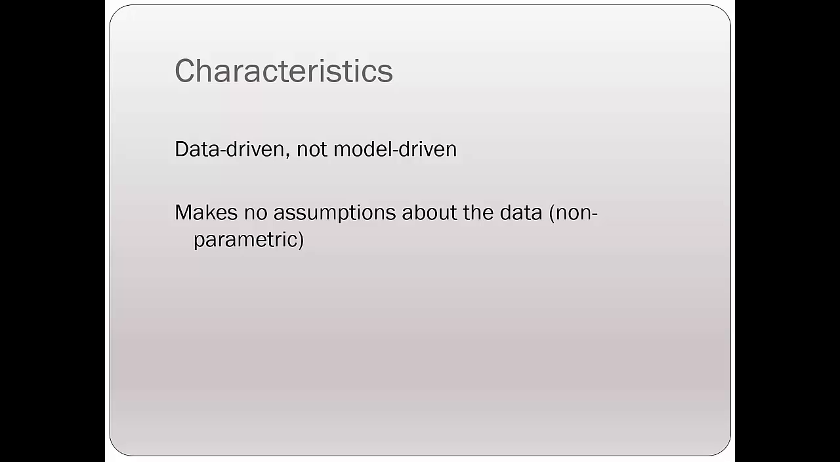So this is another way of characterizing these methods: non-parametric. So parametric here would mean that we make some assumptions about the model and we don't have such parametric assumptions, and therefore these are called non-parametric methods.